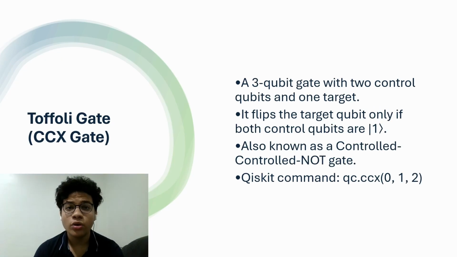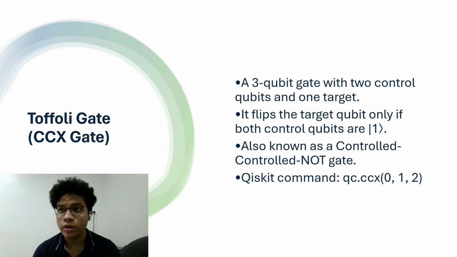Now, the Toffoli gate, which is also called the CCX gate because it is a three-qubit gate, with two controls and one target. It flips the target qubit only if both control qubits are 1. This gate is useful in quantum logic and circuits. In Qiskit, we write this code like this, in which qubits 0 and 1 are controls and 2 is the target.